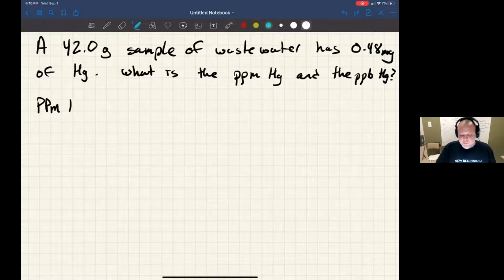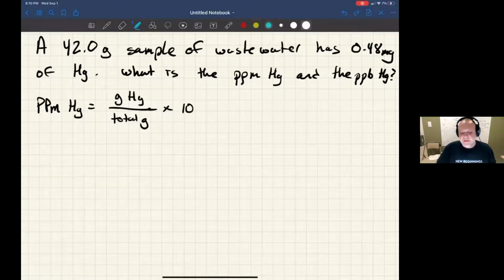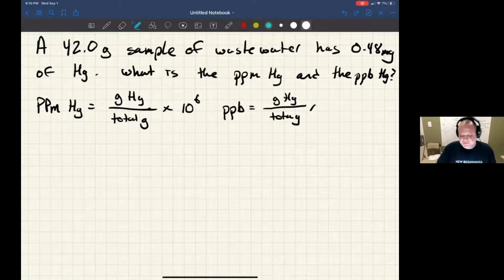Well, let's get our parts per million and parts per billion formulas out. If I wanted to know the parts per million of mercury, I would take the mass of mercury in grams divided by the total mass of the solution or the sample that I'm looking at in grams and multiply it by a million, 10 to the sixth. Likewise, parts per billion would take the same ratio, grams of mercury divided by total mass of the solution or sample, times a billion this time.